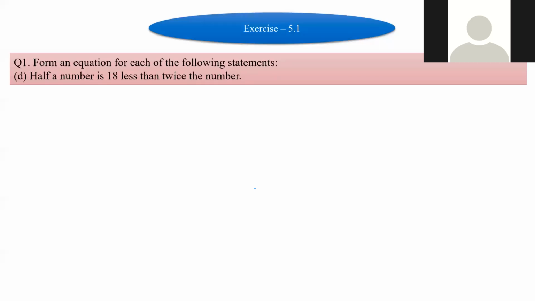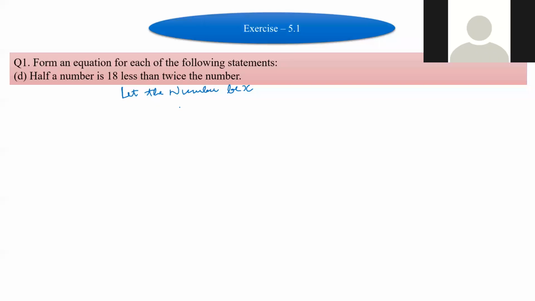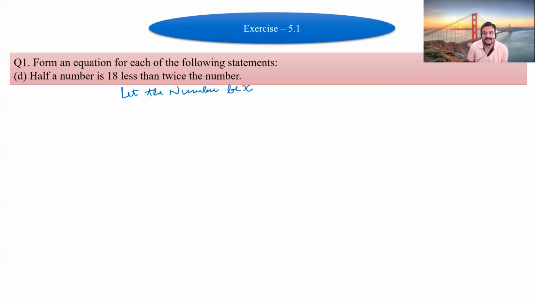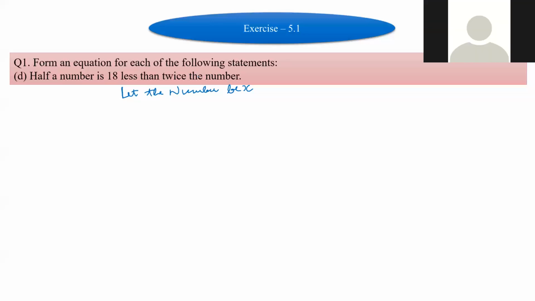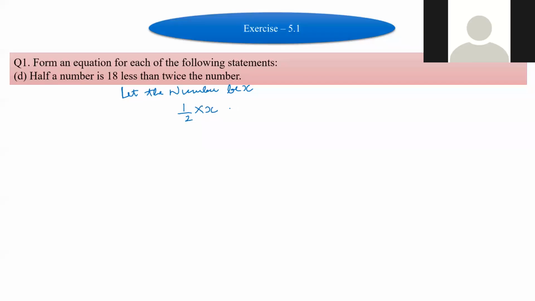Half a number is 18 less than twice the number. So we don't know the number, so we will keep it as x. Let the number be x. Is there another number in the statement? No sir, only a number is there. So that number is x only. So half the number means what? 1 by 2 multiplied by x.